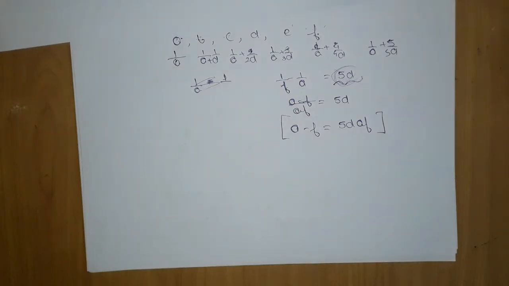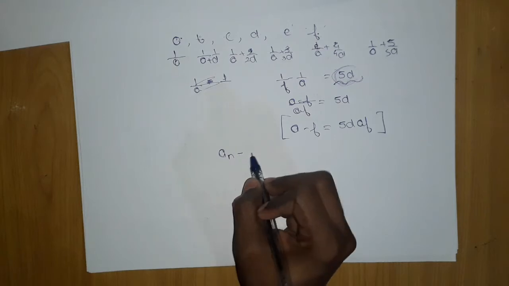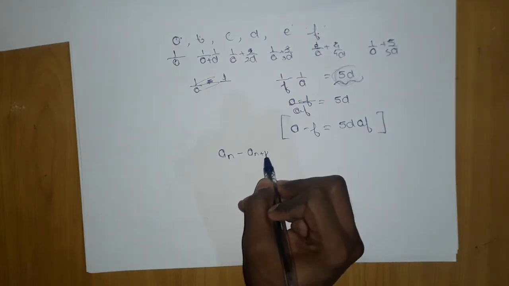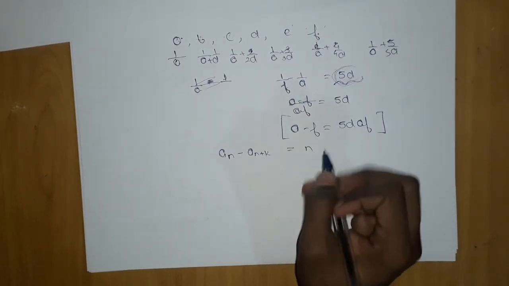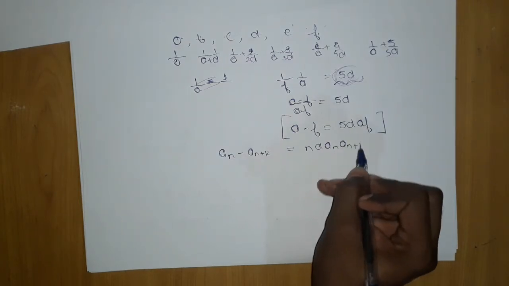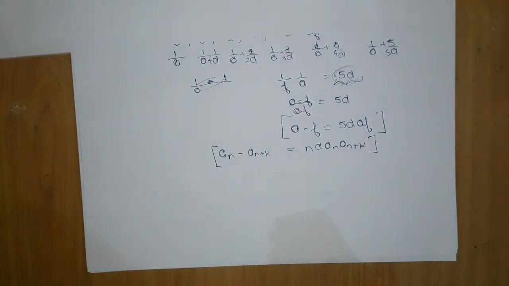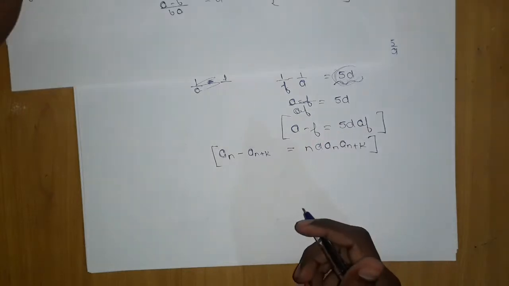So in general we can write the difference of any a n minus a n plus k as nothing but k times D into a n into a n plus k. This is the generalized thing which I was telling you before. Now let me teach you one more thing, this thing you can also use.